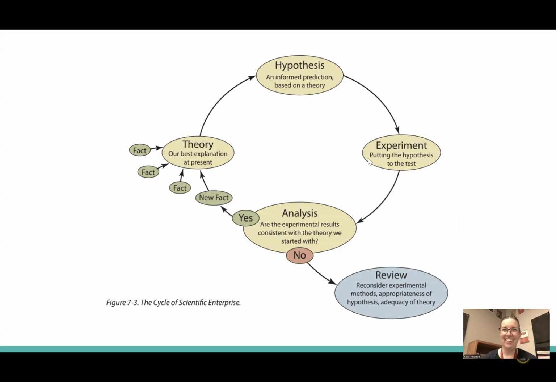Today, we're going to focus on the experiment part because the experiment is what tests whether or not our hypothesis is correct. And if our experimental results show that our prediction was correct, then our theory is strengthened. Whereas if our experimental results do not give that result, then our theory is either weakened or we may have to revise the theory in the future.